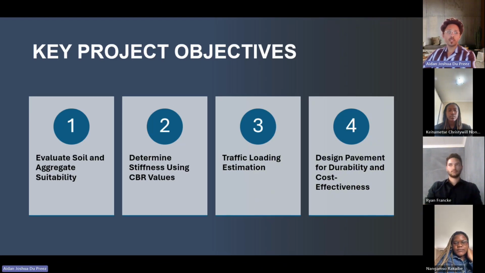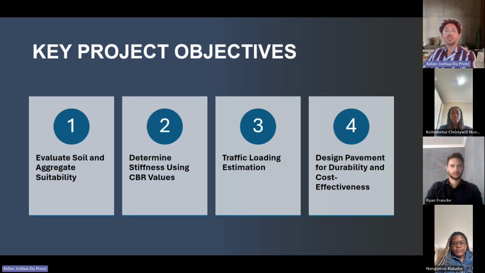To evaluate these properties, tests like the Californian bearing ratio and the dynamic cone penetration are used. These tests help us decide whether the existing materials are strong enough or need improvement, such as stabilization using lime or cement. According to the South African Pavement Engineering Manual, Volume 4, these evaluations are critical for designing a stable road foundation. Number 2, determining stiffness using CBR values.